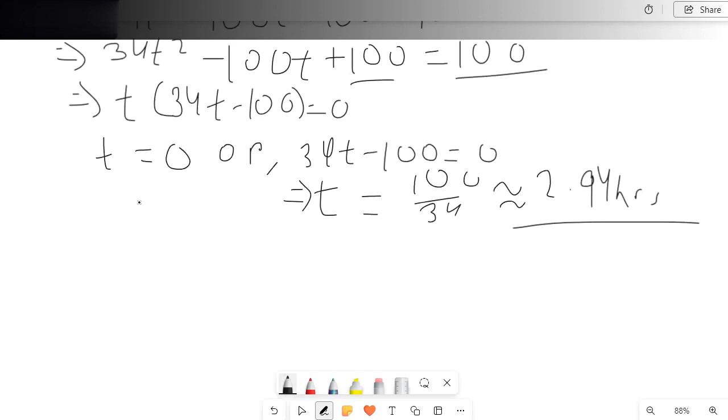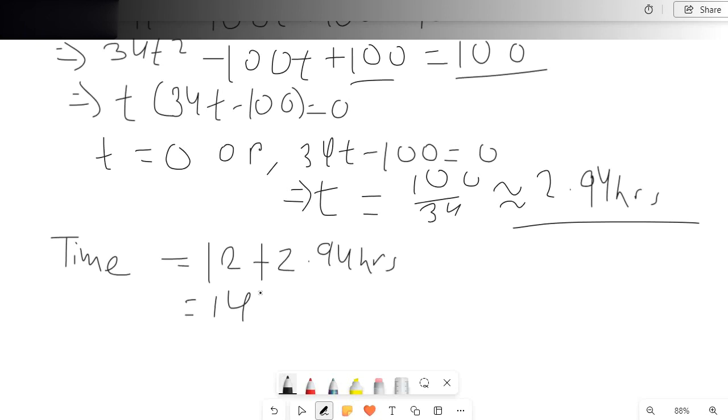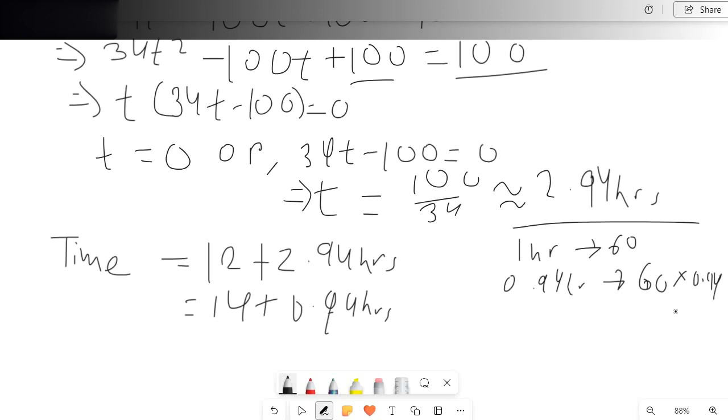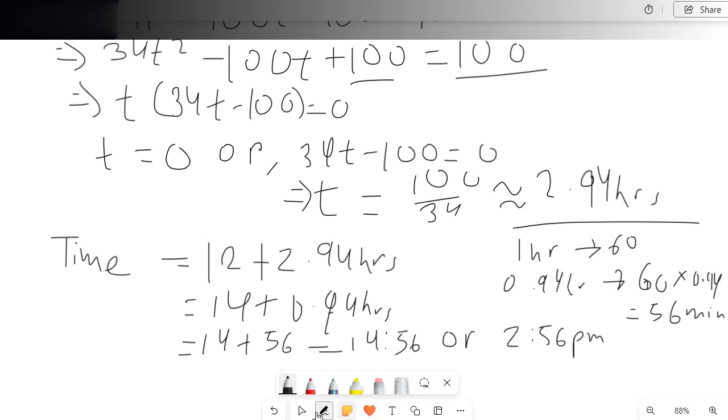And so we have to find out the time, which should be 12 plus 2.94 hours, which also can be written as 14 hours, and we have plus 0.94 hours, because we know that 1 hour is equal to 60 minutes. Therefore 0.94 hours should be 60 multiplied with 0.94, which is also approximately 56 minutes. So we have 14 plus 56 minutes, and so our actual time is 14:56, or in a 12-hour format it should be 2:56 p.m., and this is our answer.